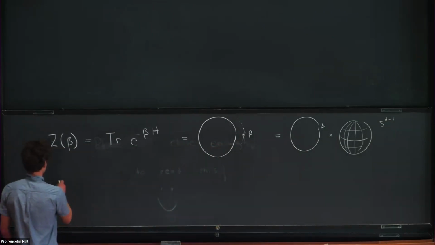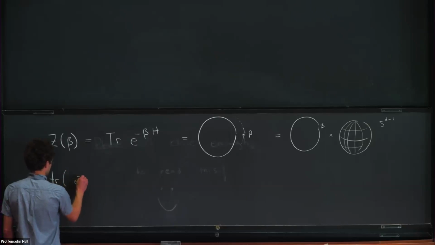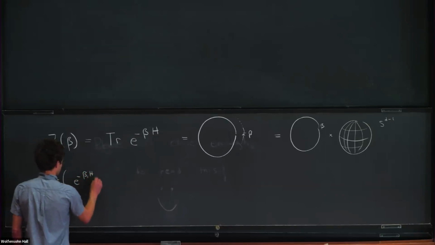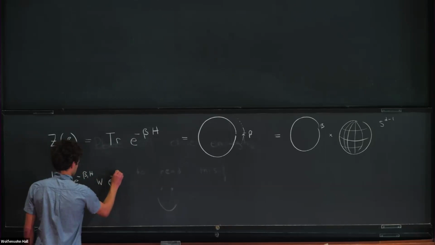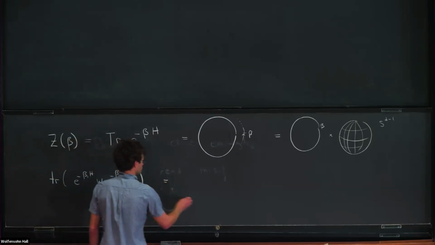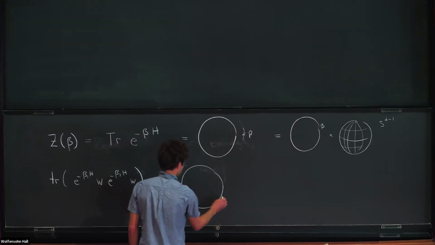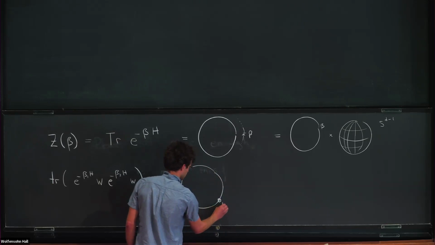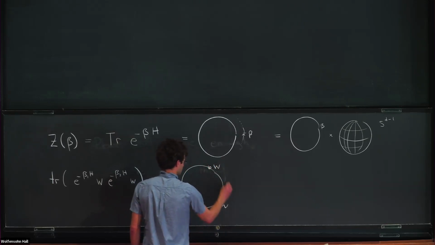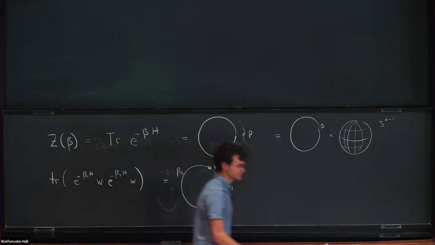Let's see, what else? So if we compute a two-point function, trace e to the minus beta 1 H times some operator, e to the minus beta 2 H times some operator, that would be associated to changing this circle so that we have two points on the circle where these W operators are inserted, and we have time beta 1 here and time beta 2 there.